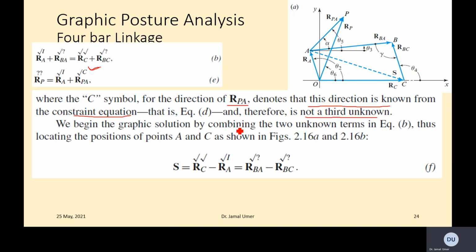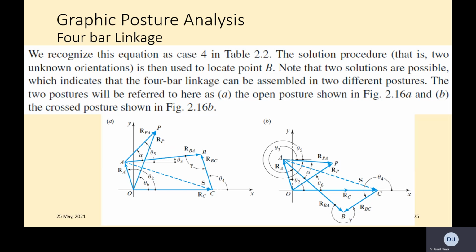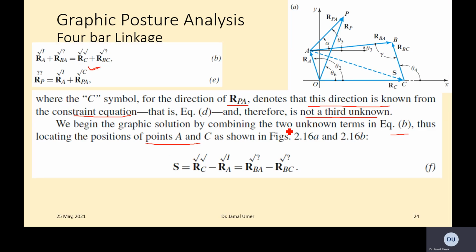We begin the graphic solution by combining the two equation terms in equation B, thus locating the position of point A and C as shown in figure 2.16, A and B. So now you combine both equations. By combining the two unknown terms in equation B, so we are combining these two unknown terms in equation B. How are you doing that? You're bringing this RC over here and RB over here. So you see RC, so basically RC minus RA.